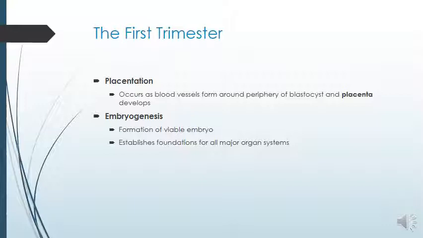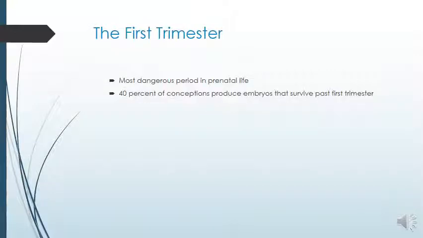Embryogenesis is the formation of the viable embryo, and it establishes the foundations for all major organ systems. The first trimester is the most dangerous period in prenatal life. 40% of conceptions produce embryos that survive past the first trimester.